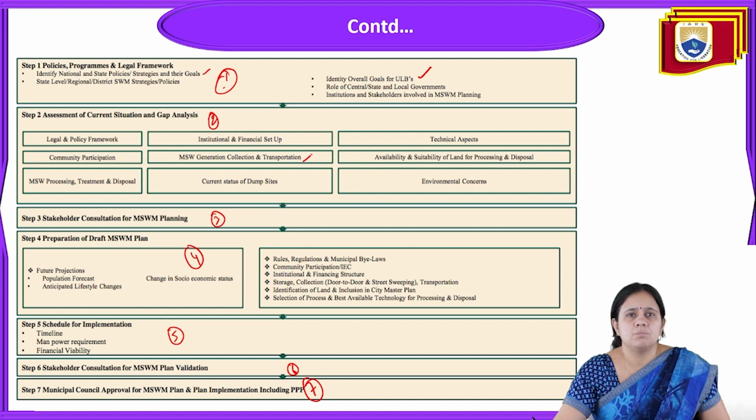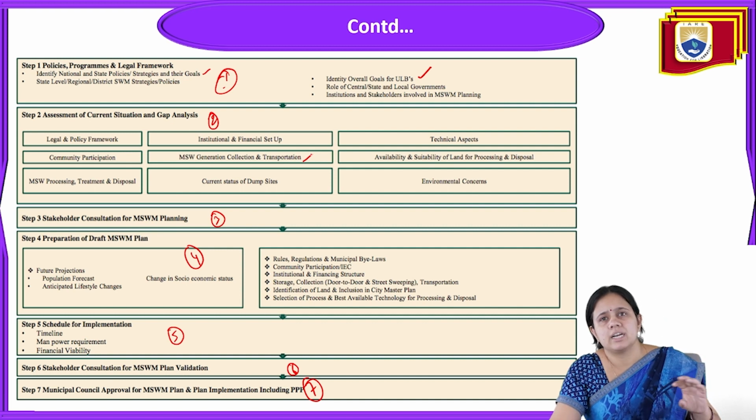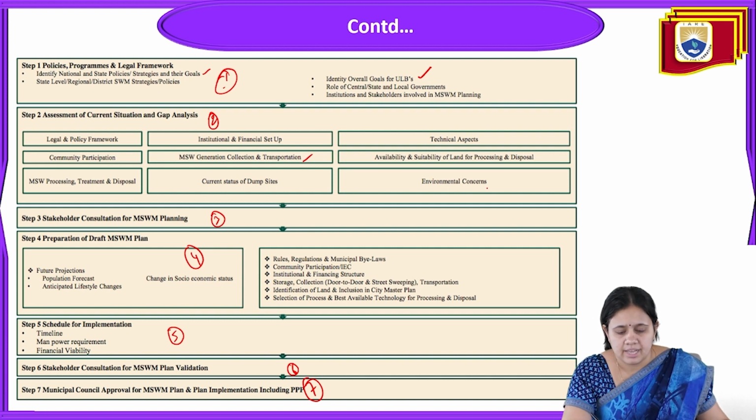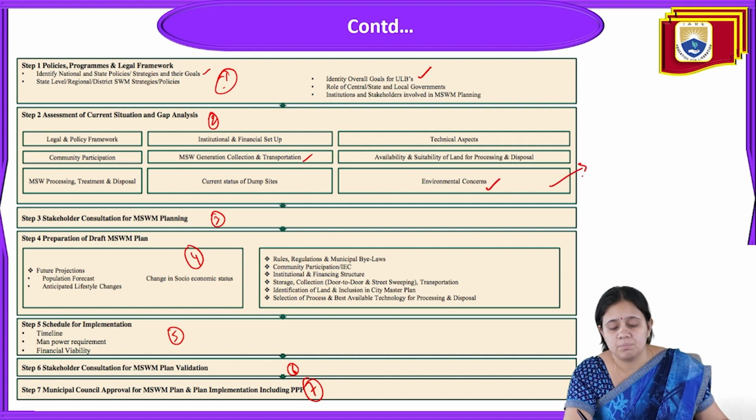Next point is about municipal solid waste processing, treatment, and disposal. So the processing of municipal solid waste, its treatment, and then its disposal. Current status of the dump site means what is the current status of the particular dump site, and then environmental concern in terms of the pollution.